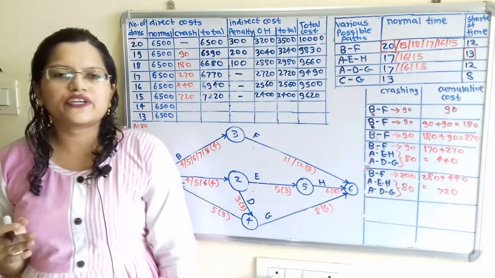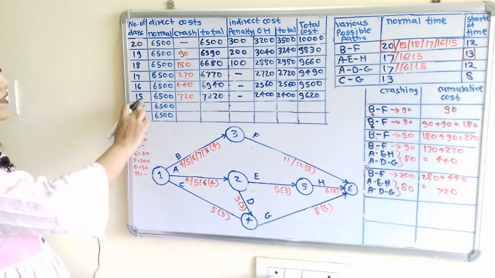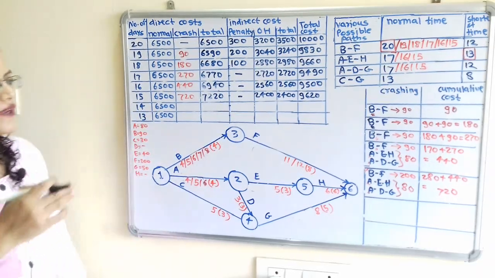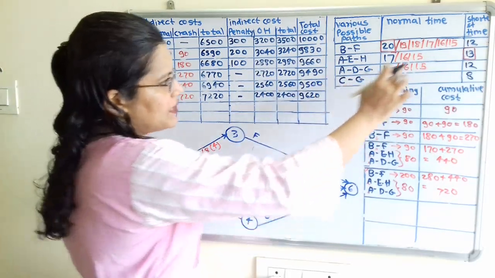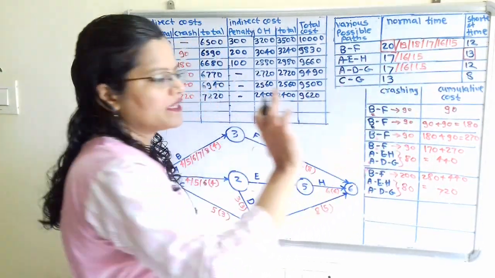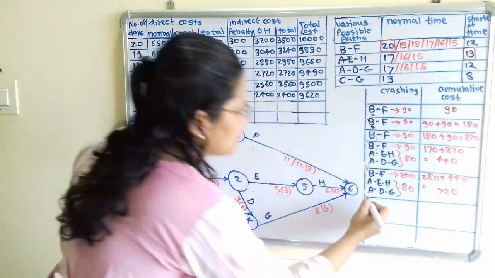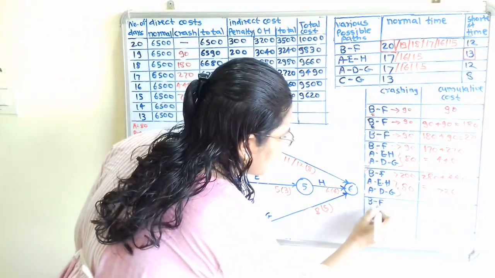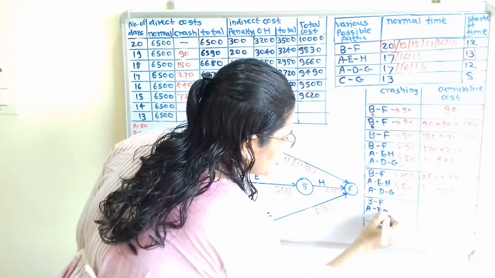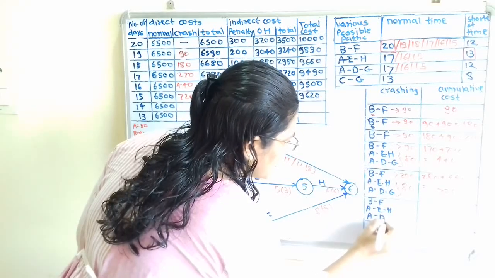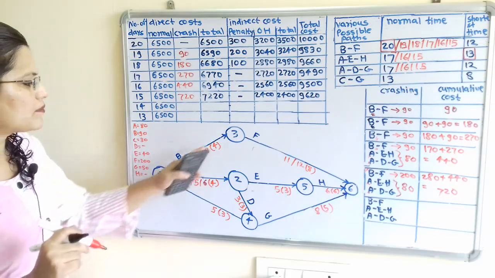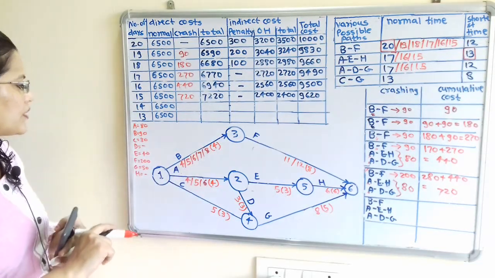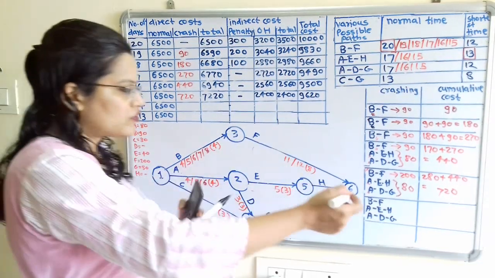Now again we can reduce the project time from 15 days to 14 days. So again we have to follow the same procedure. Now compare the normal time. So here 15, 15, 15. These three normal times are maximum. So I will write B, F, A, E, H, A, D, G. Now we cannot take B because normal time and shortest time are equal. So remaining is F for cost of 200.